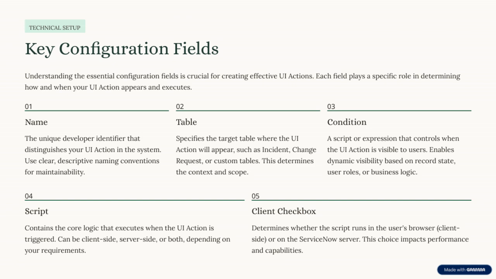Then there's the condition field. This is where you control when the UI action is visible to users. You can set it up to show or hide based on record state, user roles, or other business logic, making your interface dynamic and user-friendly.